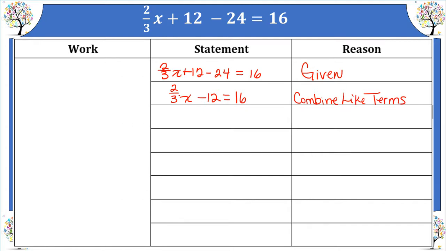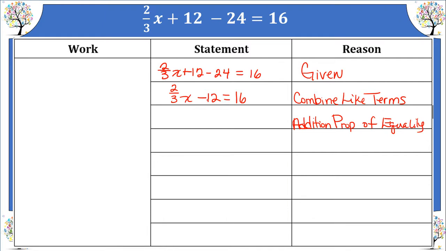The next step is we have multiplication and then we have subtraction. So we're going to undo this. So we're going to do the opposite of order of operations. So we're going to add 12 to both sides. So the reason that I can do this is because of the addition property of equality.